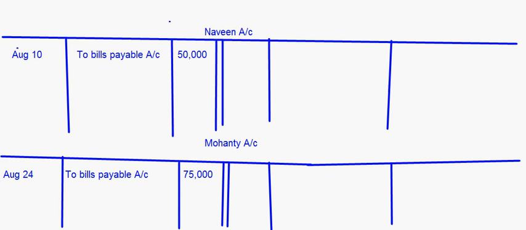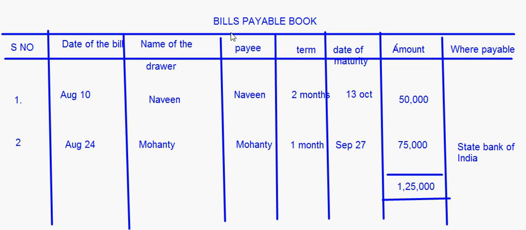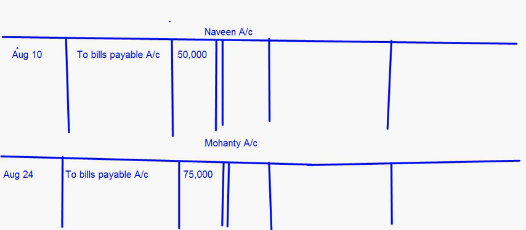So from the bills payable book, you will make three accounts: one account for bills payable and the other accounts for the drawers. Here we have got only two drawers of the bills, only two transactions, so we have made Naveen account and Mohanty account, and this is how you post it to the ledger. Again you should remember that whenever the bill is actually paid on the due date, it never comes anywhere in the bills payable book. It is always going to come in the cash book.